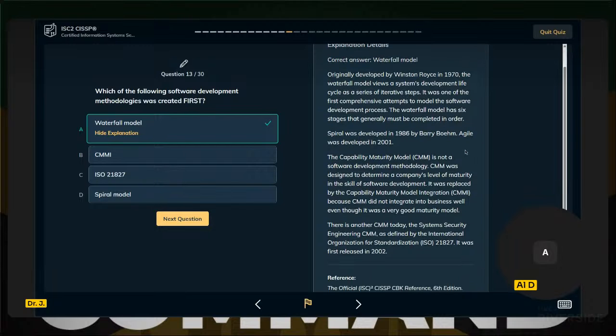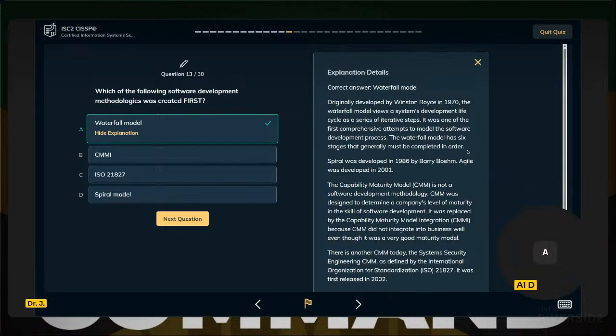I know ISO was fairly recent, that I knew. And CMMI is not a methodology, it's a model. So Waterfall was created in 1970. Wow. Spiral was 1986. So Spiral and Waterfall are old, but Waterfall is the oldest.